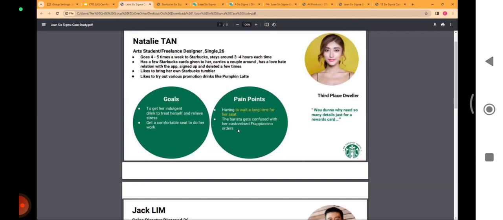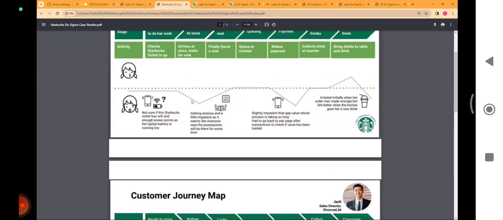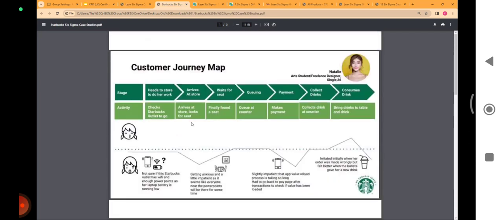So here now, okay, the lady here, they said having to wait a long time for a seat. This is what the customer wants, okay? This is the critical to quality here. So we now need to link this to a measurable process, which is this one right here, which you can see right here.